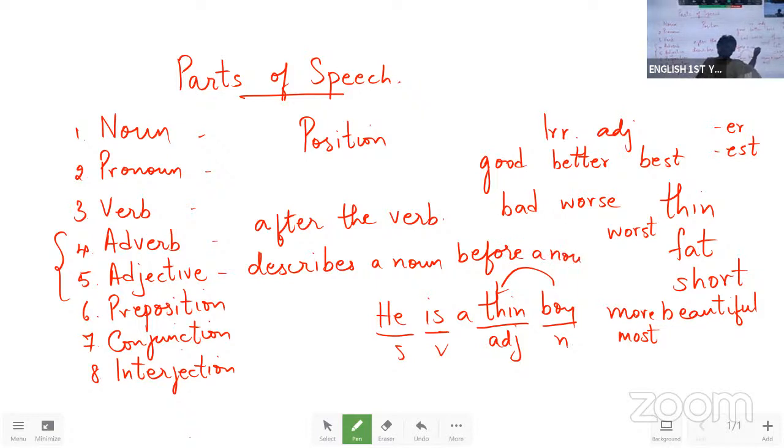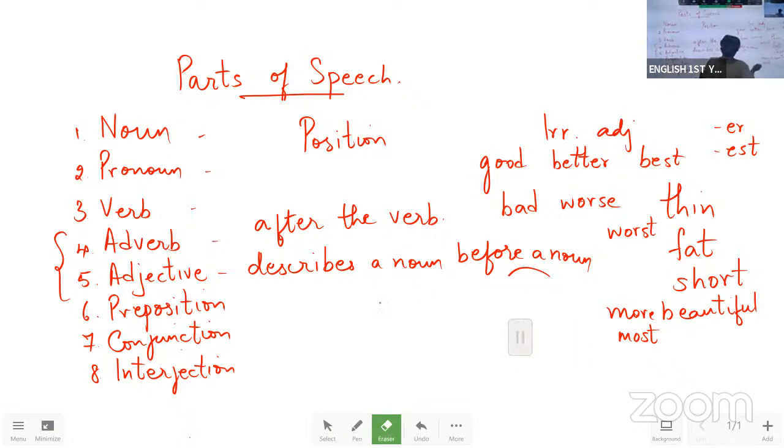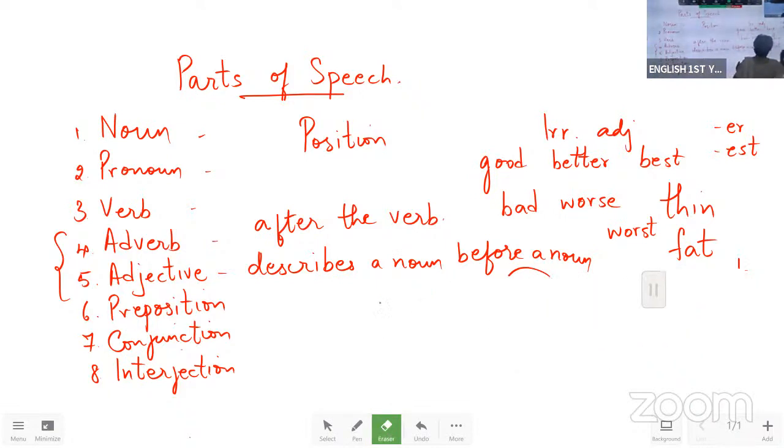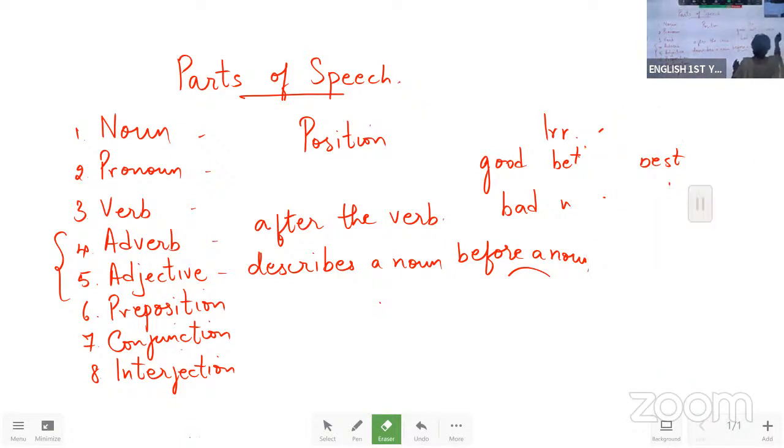If you remember the position, it should be very easy for you to remember, because most of the children get confused between the adverb and adjective. If you remember the position, it should help you. Adverb comes after the verb and adjective comes before a noun. I hope you all have understood, children.